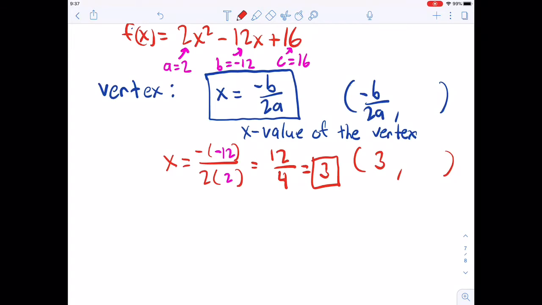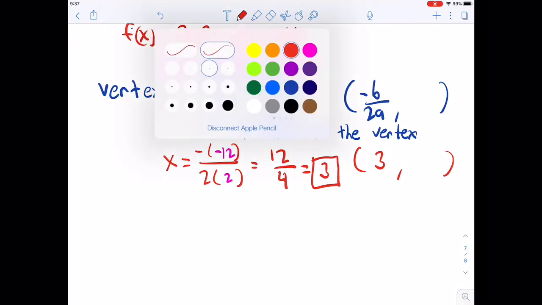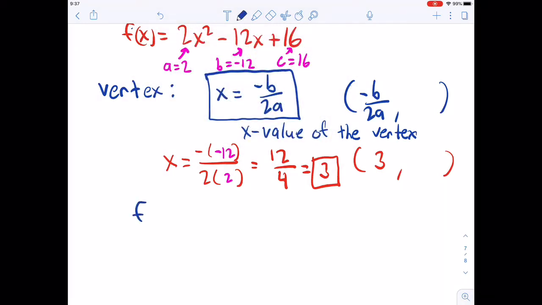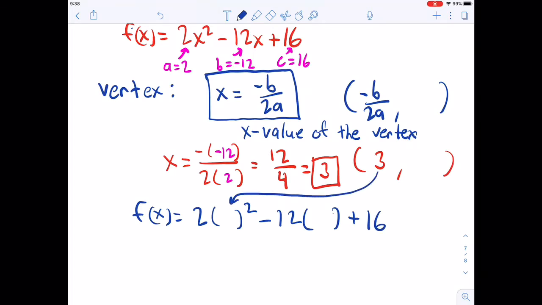Okay, so the x value is 3, but we have to find out what the y is. Once we have the x, what do we do with it? To find the y, we substitute it. So we're going to substitute that in there: f of x equals 2x squared minus 12x plus 16. And we're going to put the 3 in there, 3, 3. Or we can do it in red.